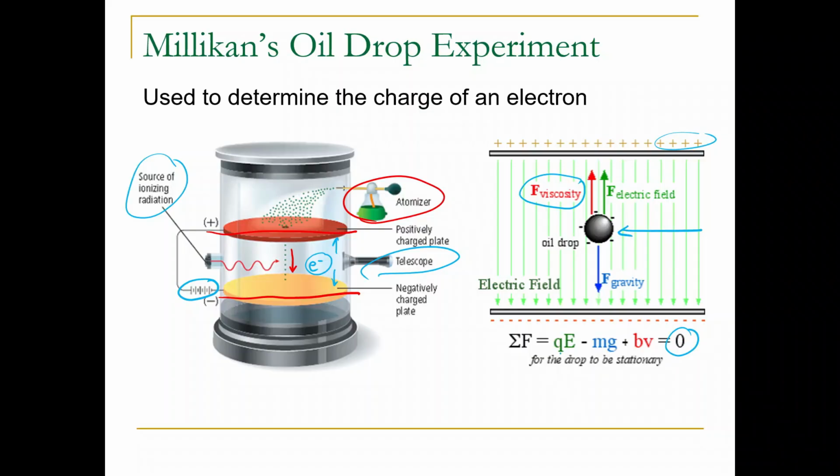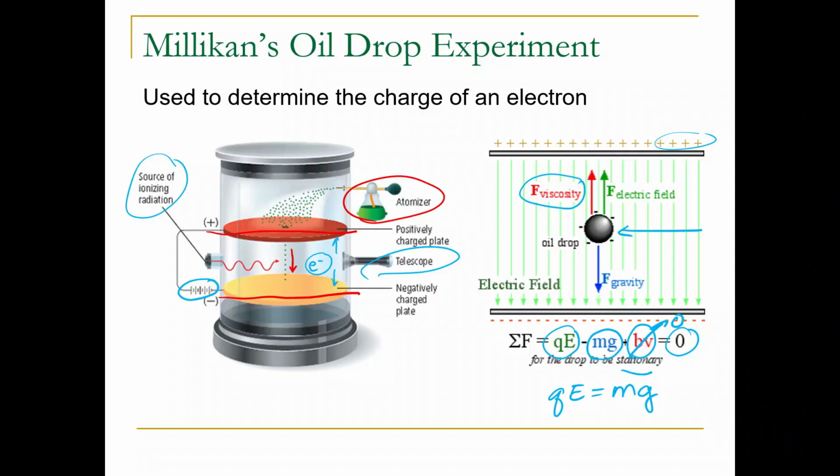So these three forces: QE, which is our electric force based on a charge Q, and then our gravitational force mg, and BV, that is the drag force, would all be equal. And since we found the point where it was stationary, the velocity became 0. So the drag force disappeared. So QE was equal to mg.